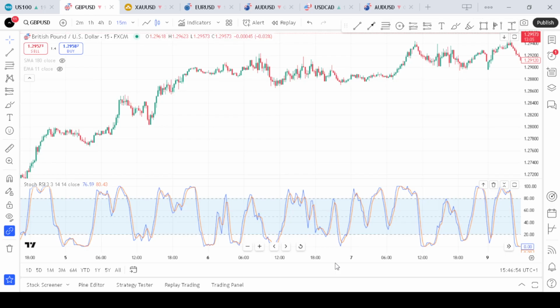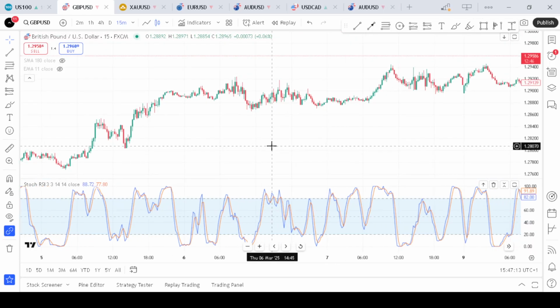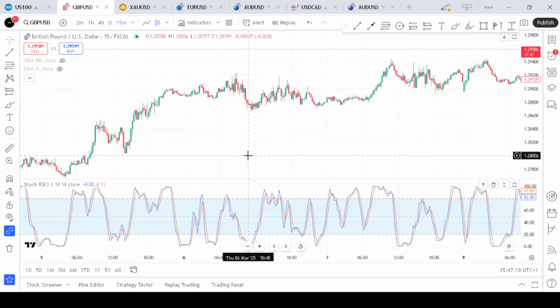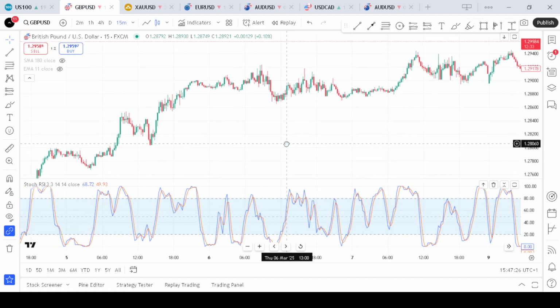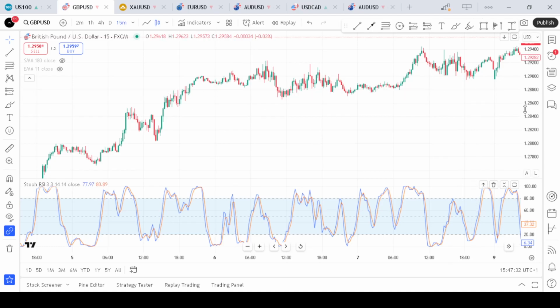In today's video, we are going to be talking about the Stochastic RSI scalping strategy, a powerful method that combines two popular indicators to enhance your short-term trading decisions. This strategy is designed to help you identify potential entry and exit points in the fast-paced world of scalping. By the end of this video, you will understand how to implement this strategy effectively, potentially improving your trading results.